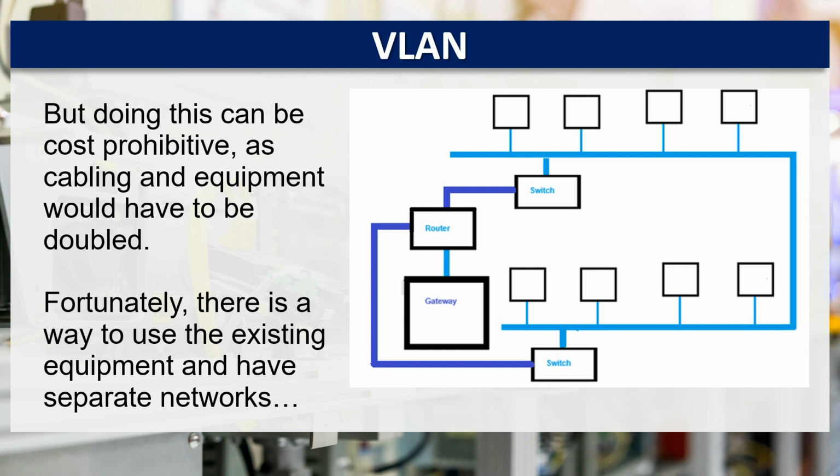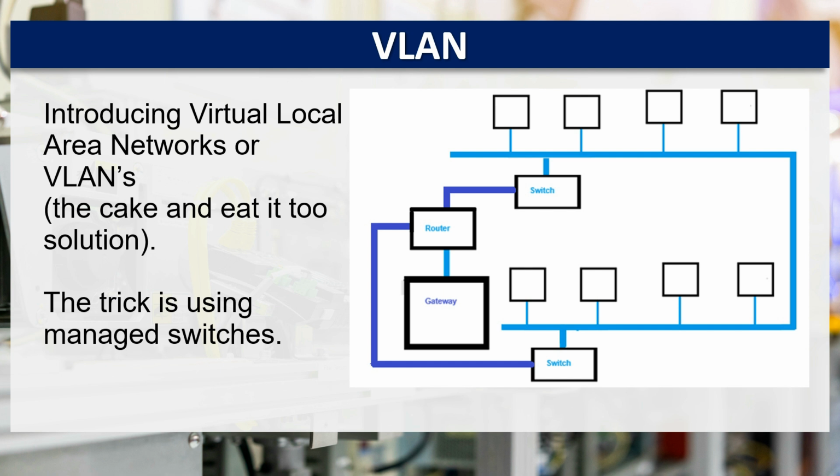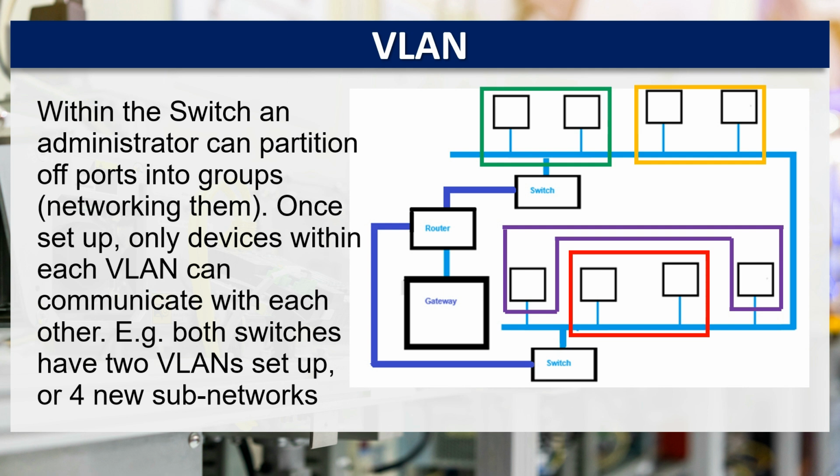Fortunately, there's a way to use the existing equipment and yet have separate networks. The trick is to set up virtual local area networks, or VLANs. It's the cake and eat it too solution. And the way we do this is we use managed switches. Within the managed switch, an administrator can partition off ports into groups, networking them. Once set up, only devices within each VLAN can communicate with each other.